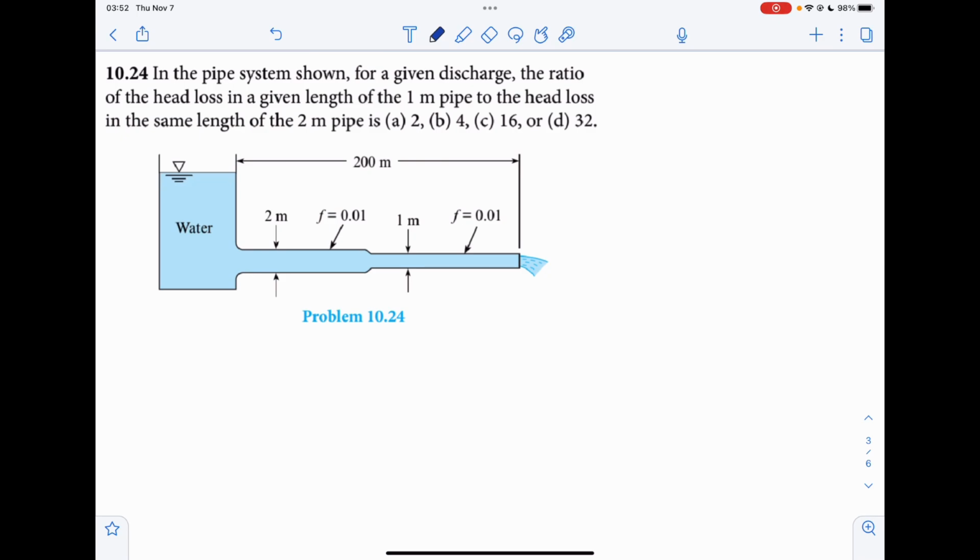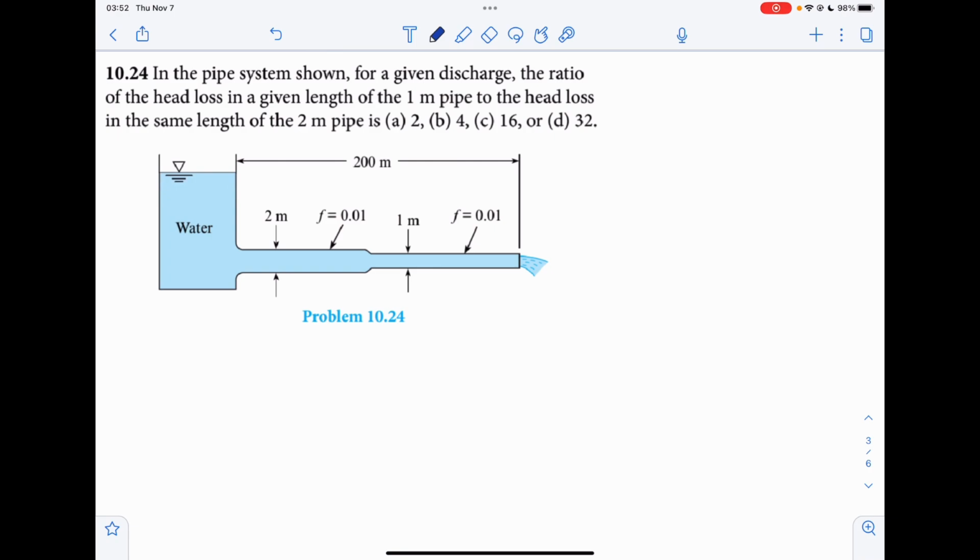Now let's look at problem 3, 10.24. We have a pipe system here with two different pipes. The diameter of the pipes is different: one is 1 meter, the other is 2 meters. The problem is asking for the ratio of the head losses.